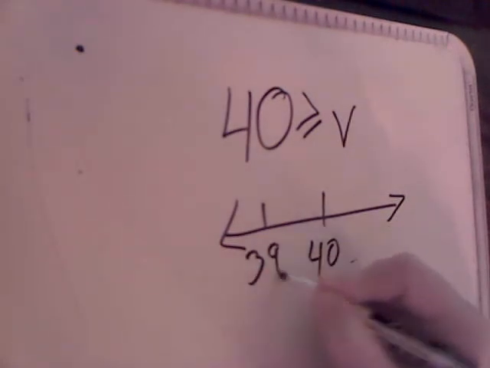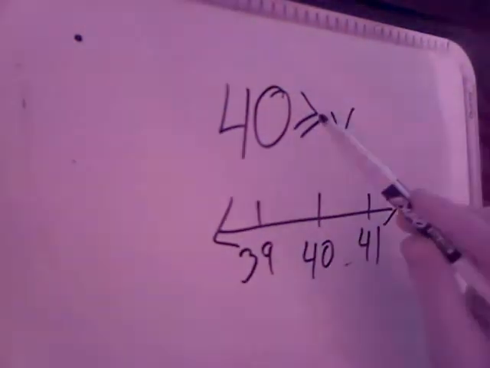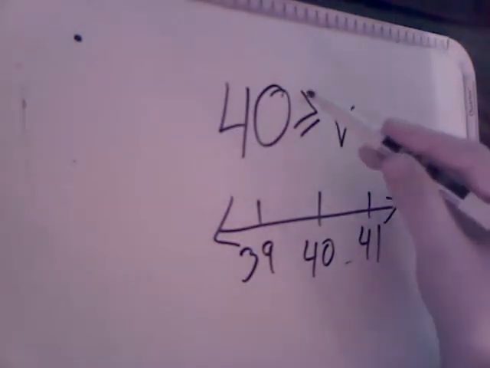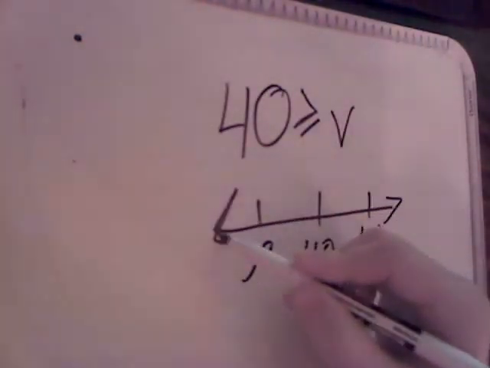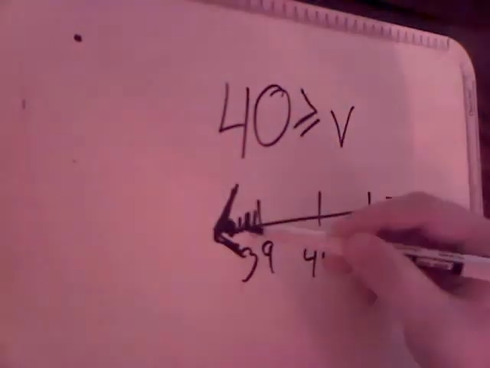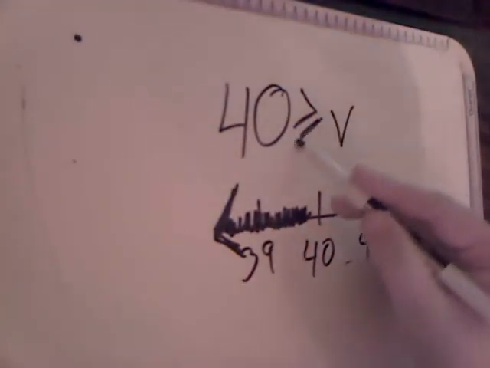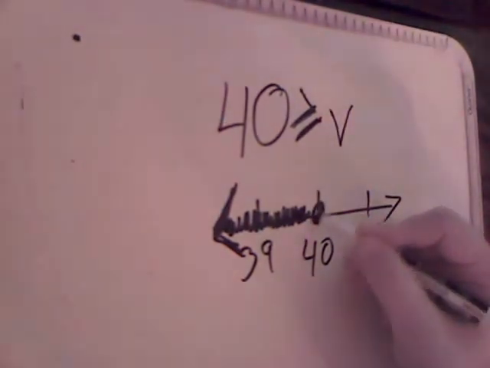40, 39, 41. And now here's the trick. The variable's on the wrong side. So what we have to do is, instead of following the arrow, we're going to go the opposite direction. So we're going to shade in everything under the number 40. We're still including the number 40 because of the and equal to. So we're going to put a big old dot there.